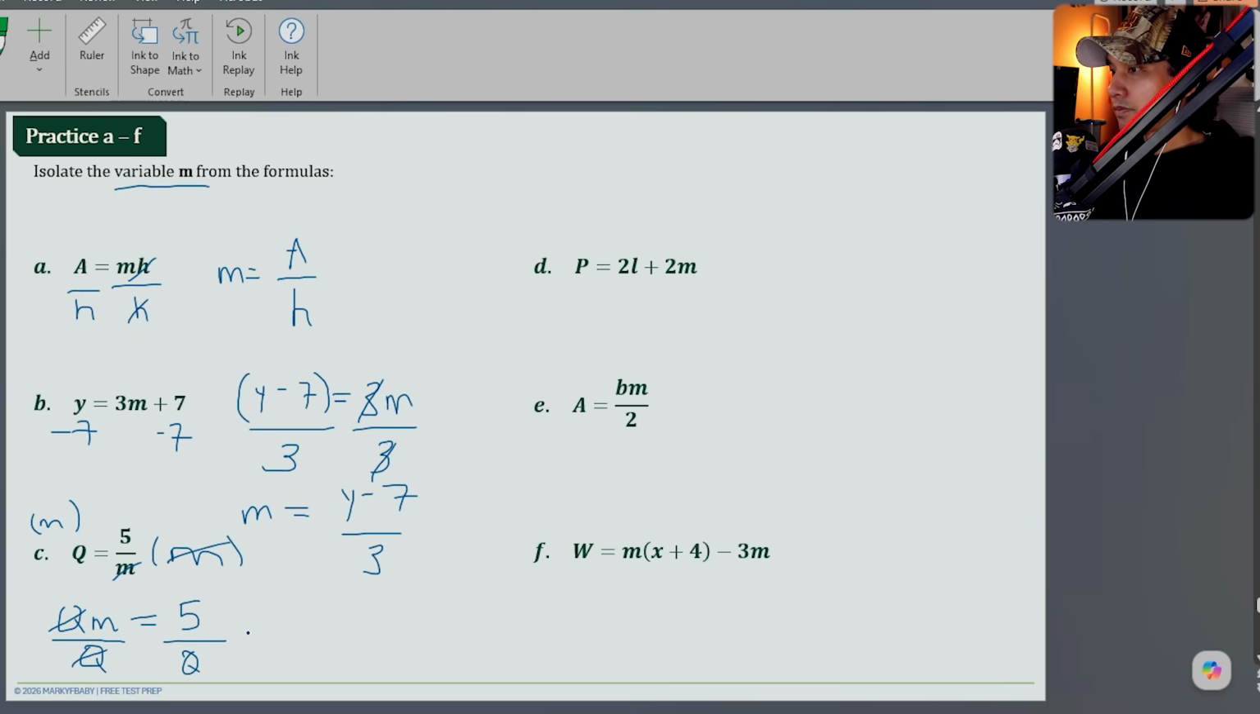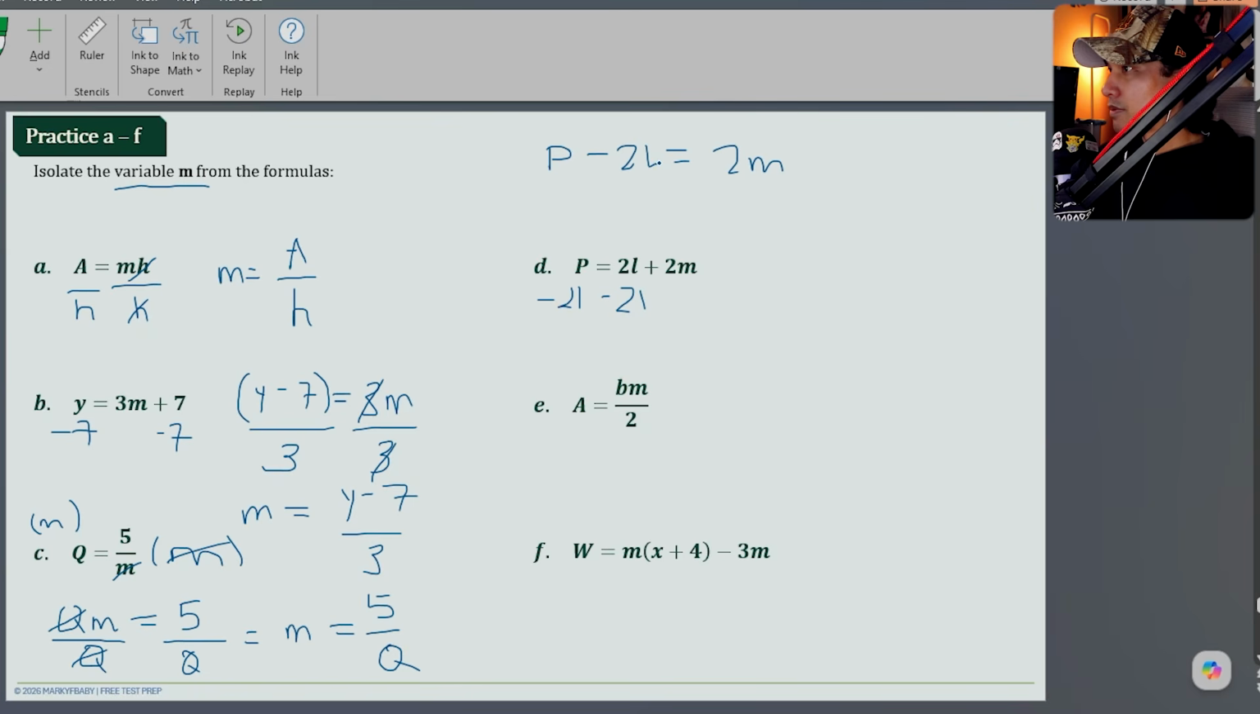These cancel out, and then I'm left with m equals 5 over q. Easy. Okay? This one's a little hard. I first am going to minus, that's an L, okay? Minus 2L from both sides. And we're left with P minus 2L equals 2M.